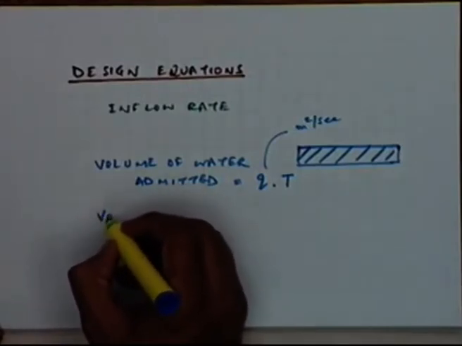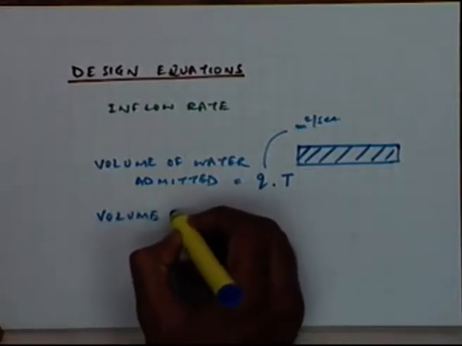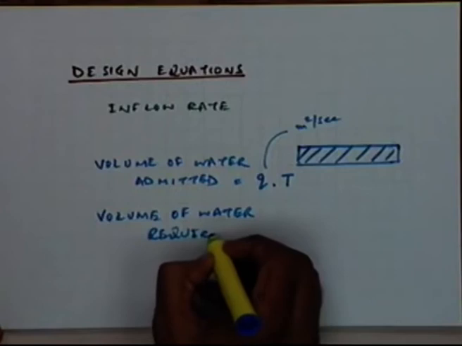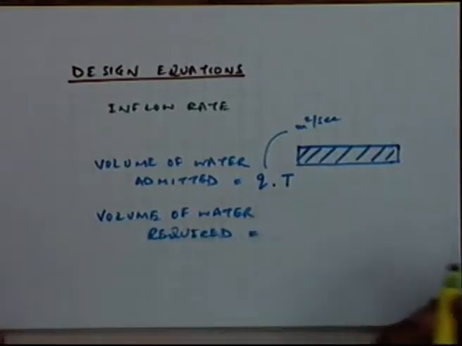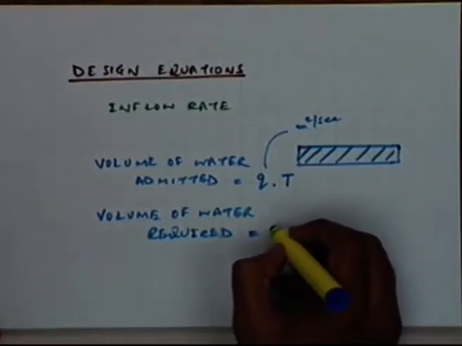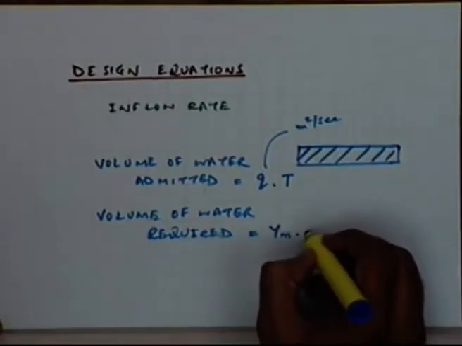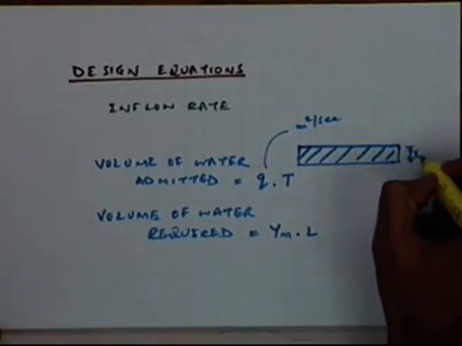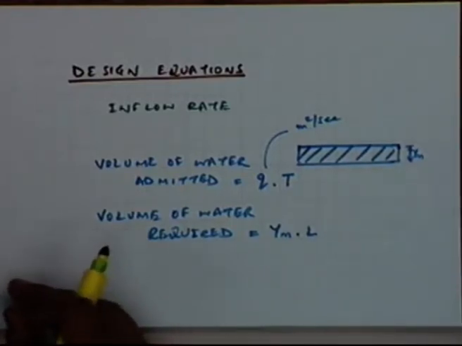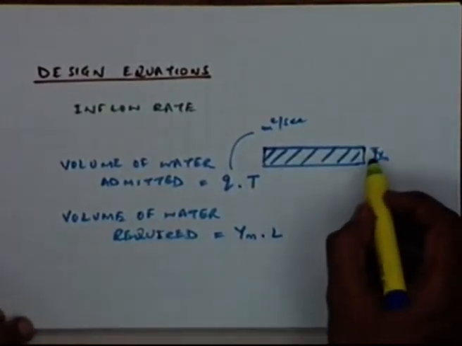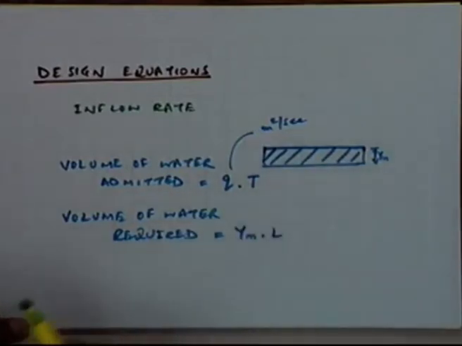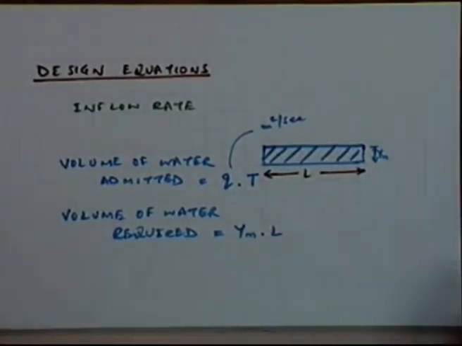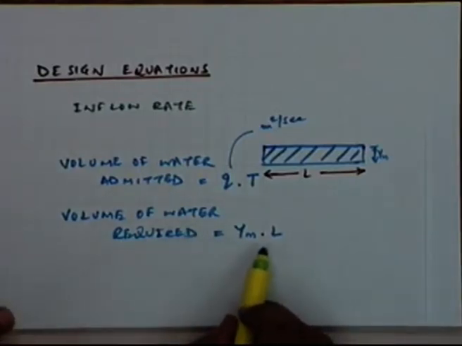Similarly, on the requirement side, if I want to know the volume of water required, it can also be given in terms of this depth. If I say that this depth is yn, then this much depth over the total length of the field, where the length of the field is L, is the volume of water required per unit width of the border.